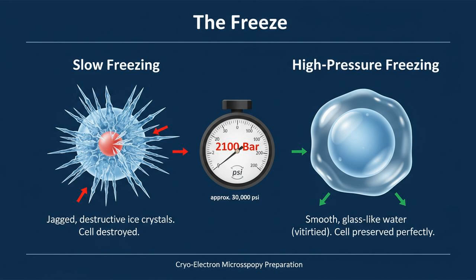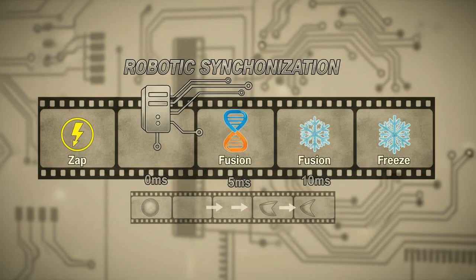This freezing process happens in approximately 8 milliseconds. That is the shutter speed of our camera. Any biological process happening slower than 8 milliseconds is effectively frozen in time. The third component is the synchronization. The magic lies in the timing. The system is controlled by a computer that coordinates the zap and the freeze with microsecond precision.